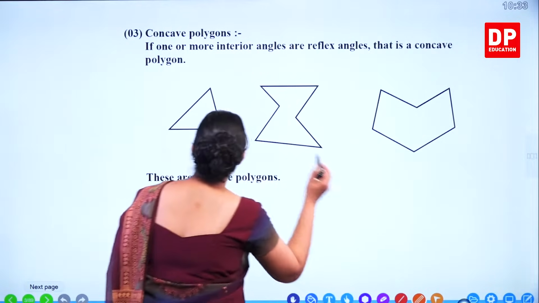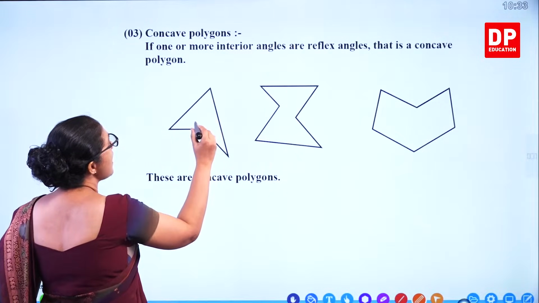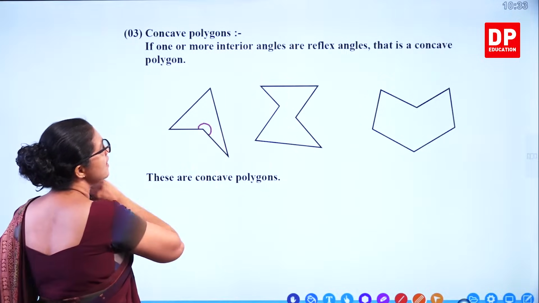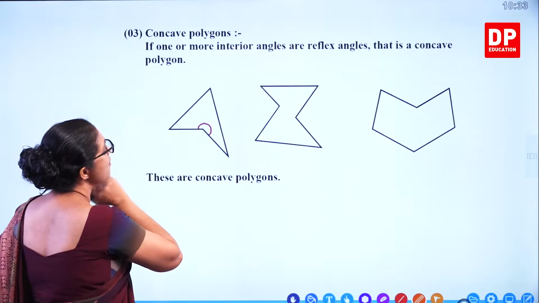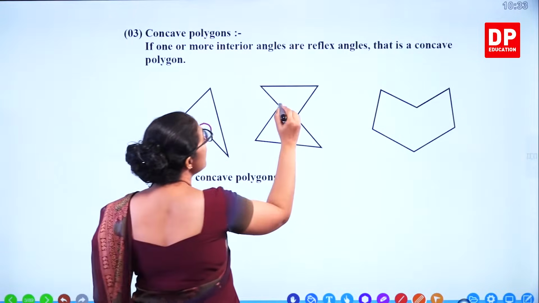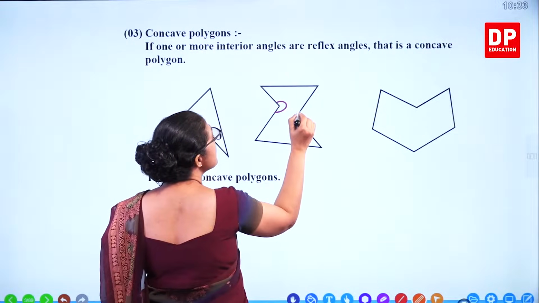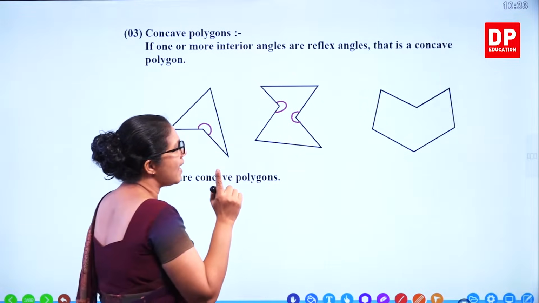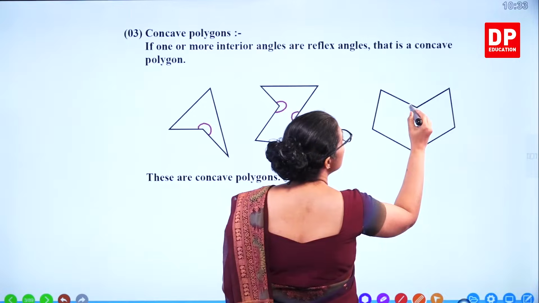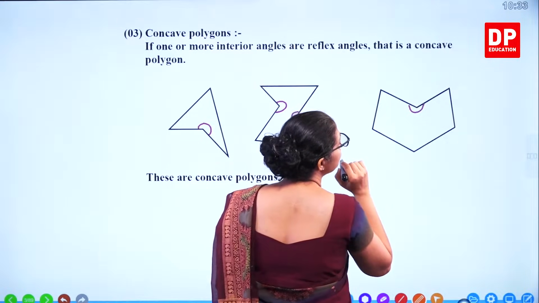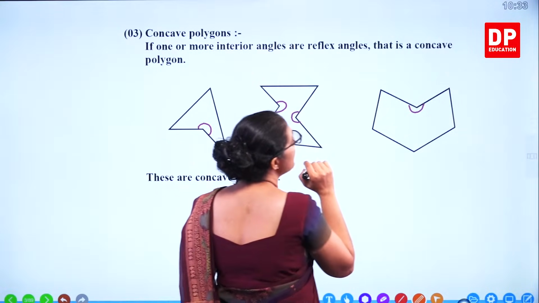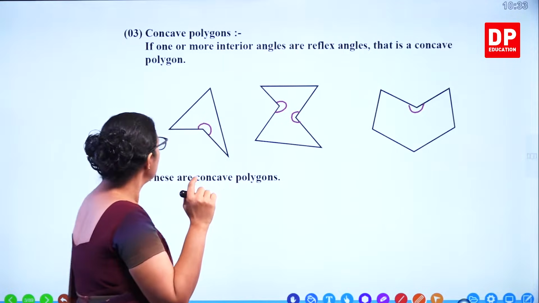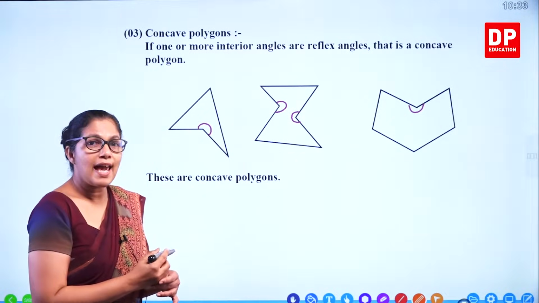So identify the reflex angle here. Here, can you see? This is a reflex angle. One reflex angle there. Here you get two reflex angles, this and this. Either one or more reflex angles you can get. Here one reflex angle there. So these are concave polygons.